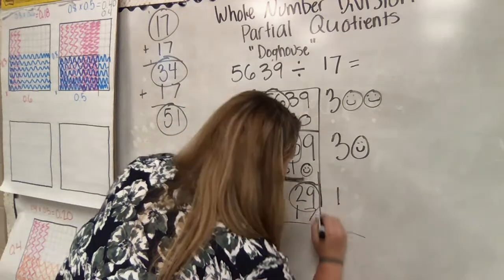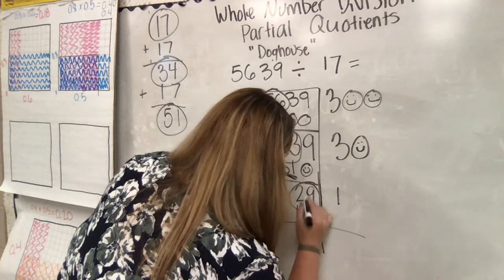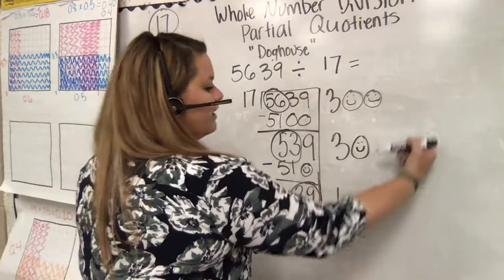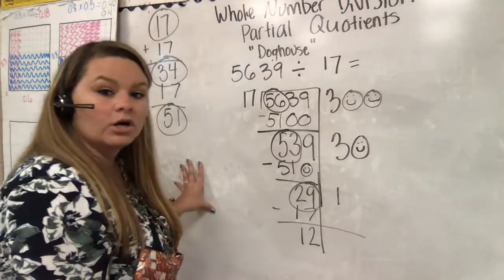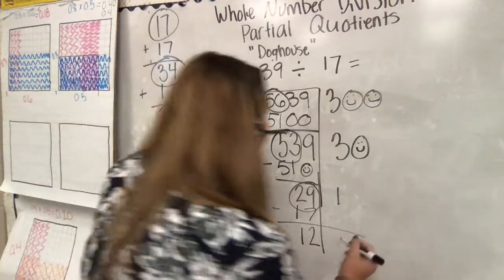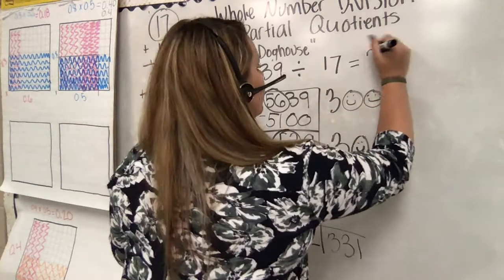And we're going to subtract. And we're going to get 9 minus 7 is 2. 2 minus 1 is 1. So we have a remainder of 12. We can add up these numbers, these are our partial quotients. We can add those to get our total quotient of 331 with a remainder of 12.